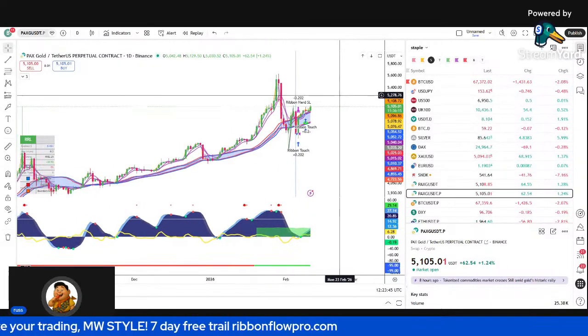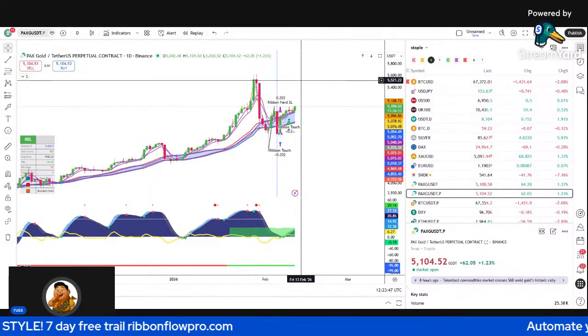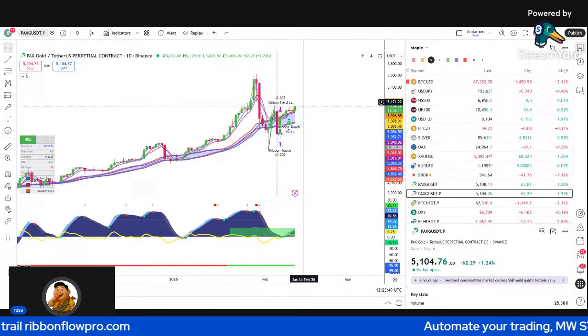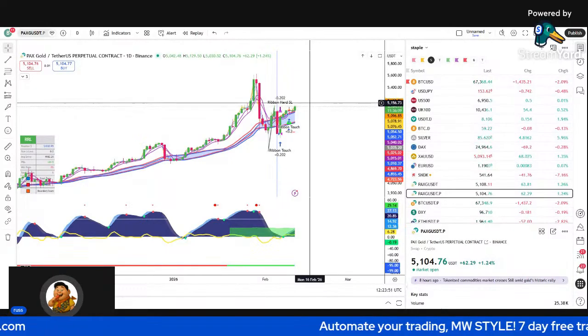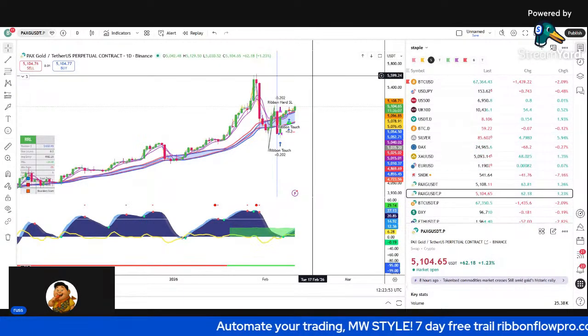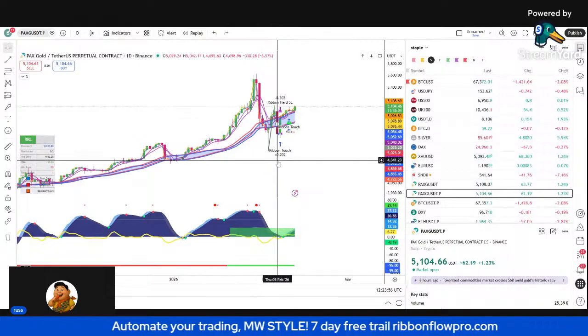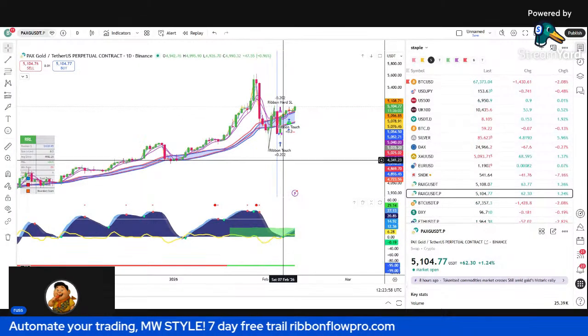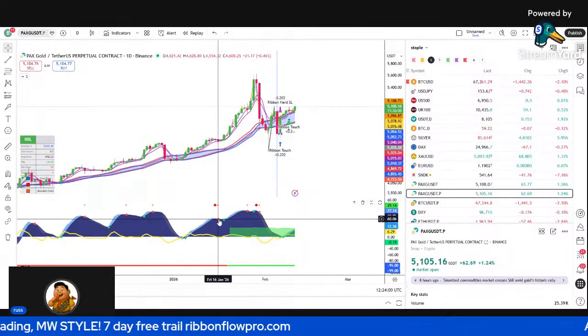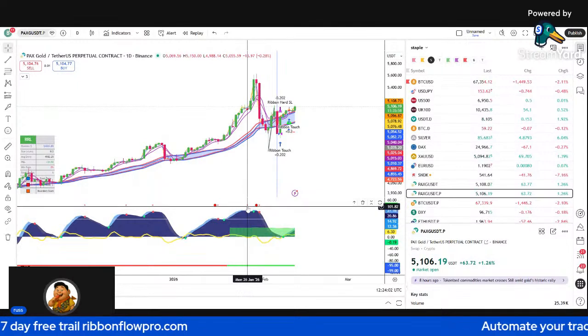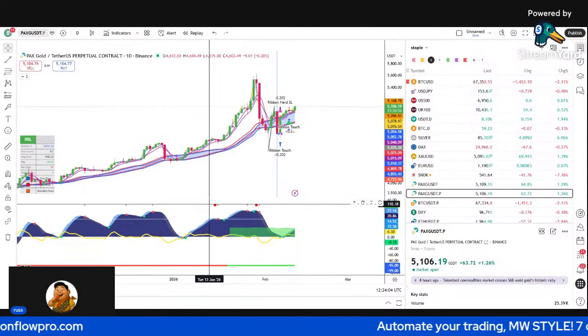And again, PAXG is holding above the daily, so this could actually mean maybe a bit of downside for Bitcoin. But look at this buy signal on PAXG here, and it was giving lots of sell signals up here. Sell, sell, sell, sell, sell.